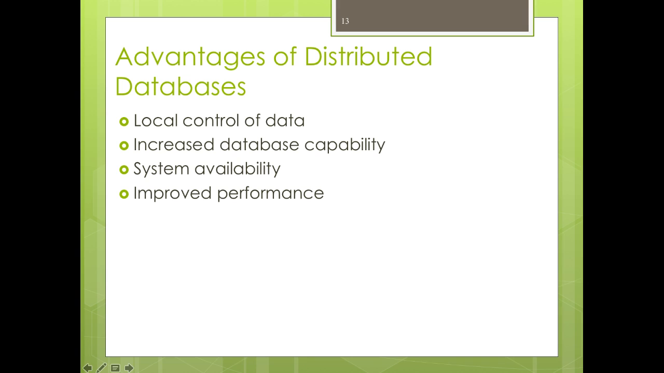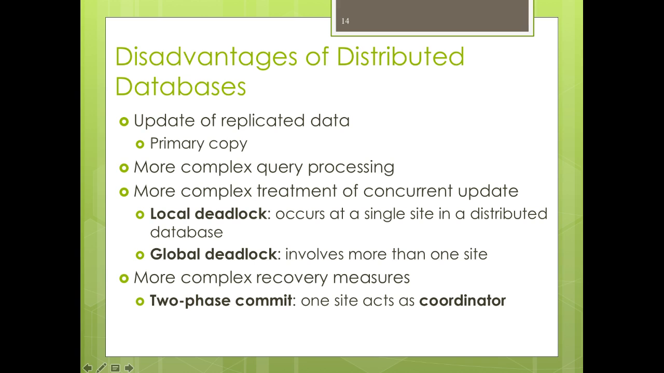Some of the advantages of having a distributed database is that we have local control of the data, meaning I could have people at each location that are responsible for securing data for their own users. We're going to increase the capabilities of the system because we can use fewer resources at each location, and we'll provide better uptime, so we have better system availability, and we'll also have improved performance. Each location pulls data from a local server rather than across the slow data lines.